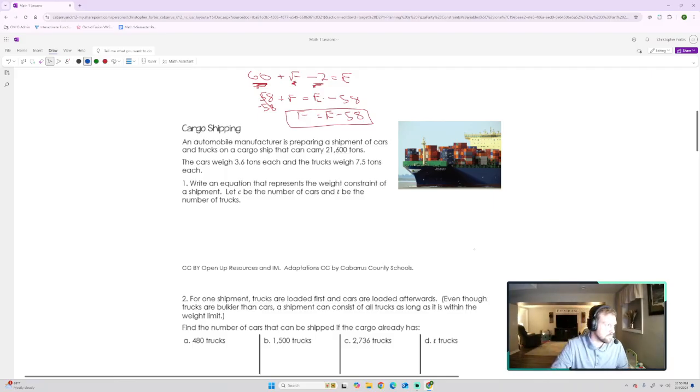Write an equation. Alright, so I'm going to say C for cars, T for trucks. It says write an equation that represents the weight constraint of the shipment. We know what constraint means. Let C be the number of cars and T be the number of trucks. Well, I know that for cars it's 3.6 tons for every car, C. And I know that if I take 7.5 tons for every truck, T, the biggest constraint that adds up to is a total of 21,600.